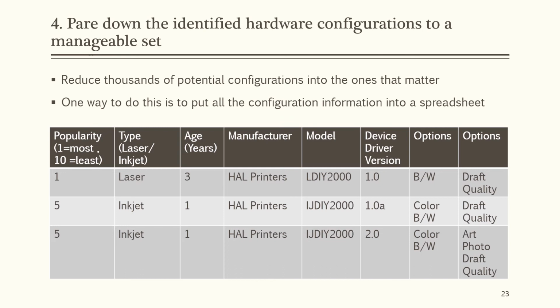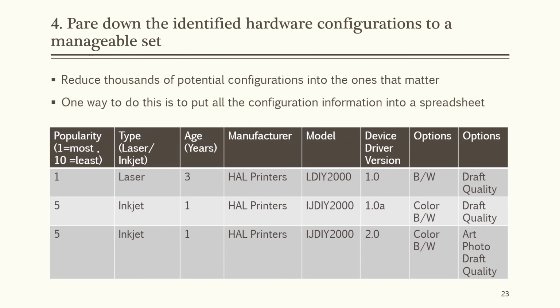Pare down the identified hardware configurations to a manageable set. Reduce thousands of potential configurations into the ones that matter. One way to do this is to put all the configuration information into a spreadsheet. You and your team can review the table and decide which configurations you want to test. The table contains information about the device's popularity, its type, age, manufacturer, model, device driver version, and various other options.